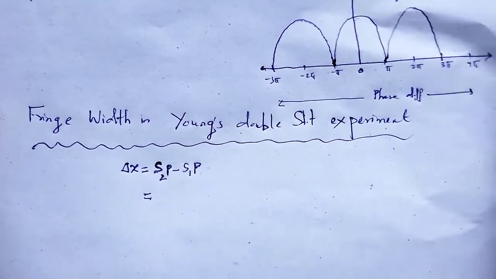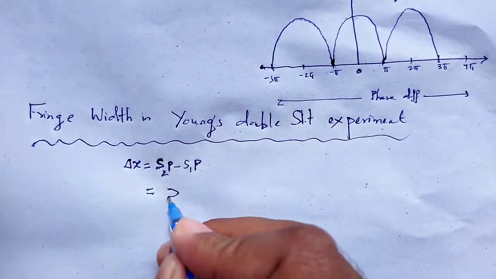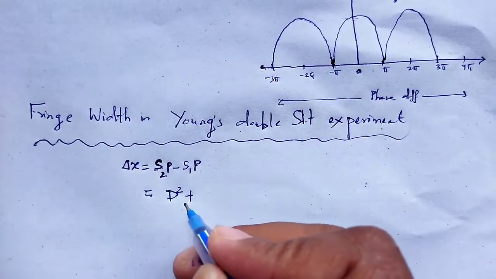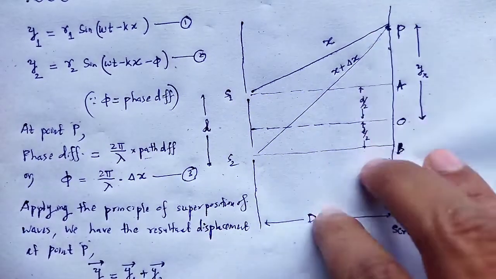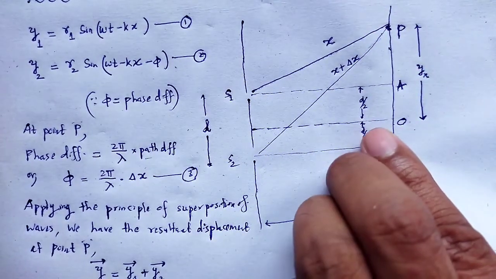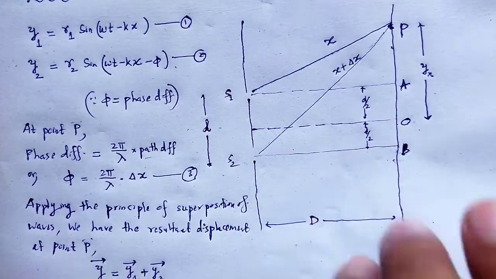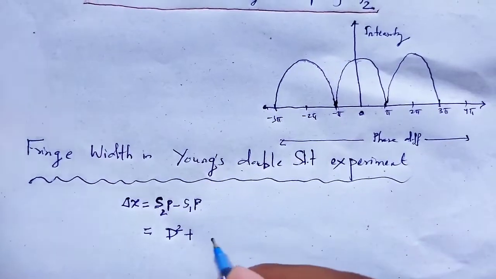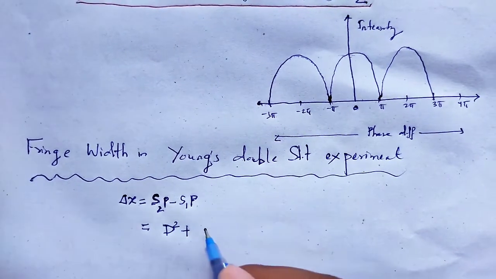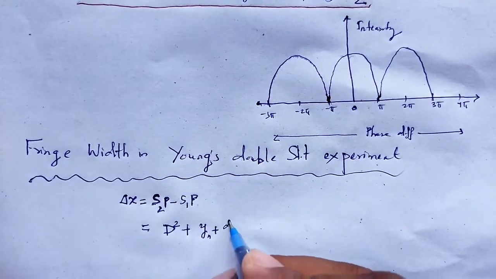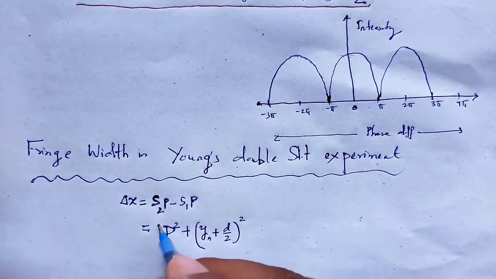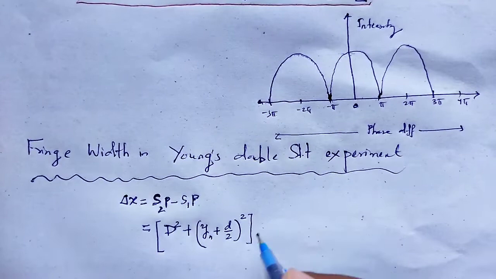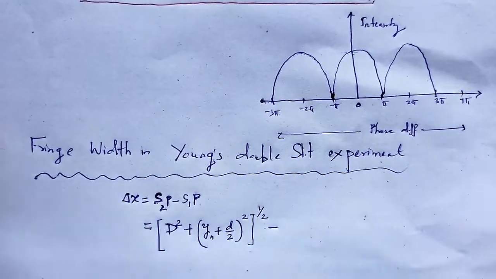Using that Pythagoras theorem, S2P is equal to square root of d square plus yn plus d by 2, whole square, minus S1P.